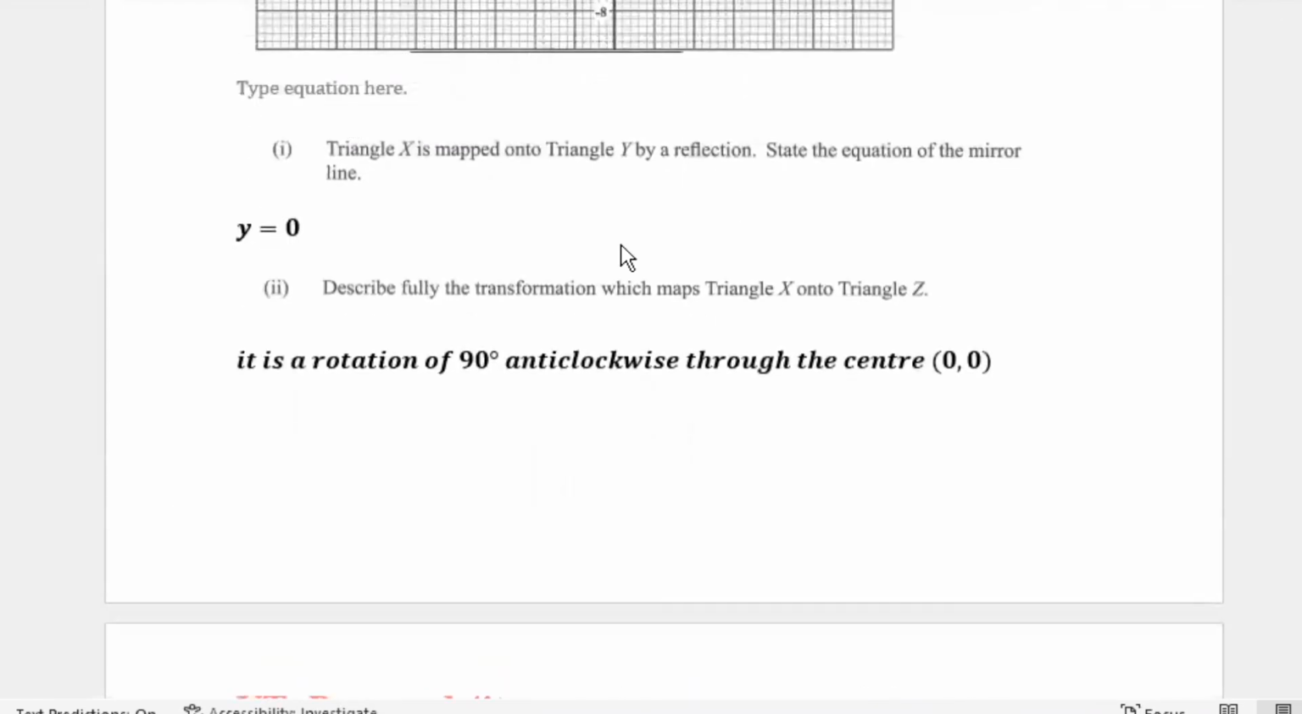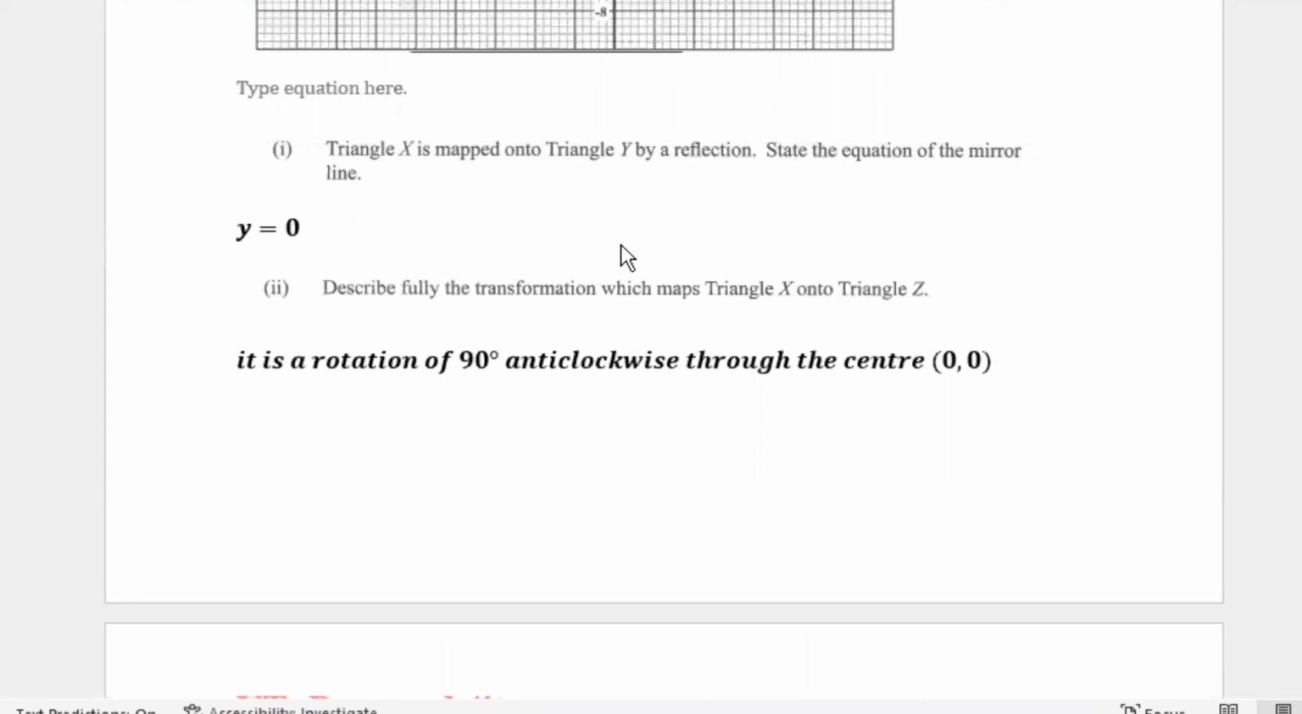Yes, Janelle? Sir, are they always going to give us the scale factor in the question? Yes, once they're asking you to enlarge your image, then usually they will give you the scale factor and tell you where the center of rotation is. So those 2 variables are usually given, where the center of rotation is and your scale factor.